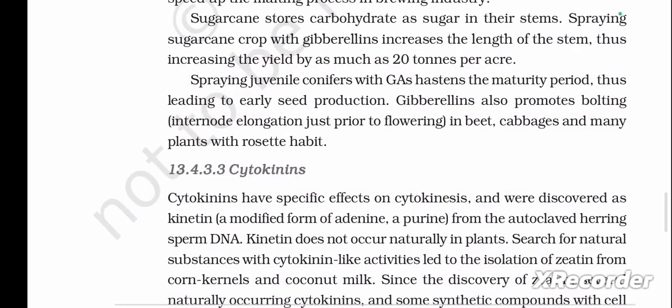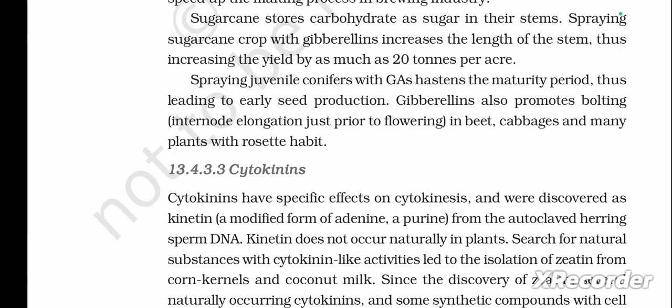Sugarcane stores carbohydrate as sugar in their stems. Spraying sugarcane crop with gibberellins increases the length of the stem, thus increasing the yield by as much as 20 tons per acre. Spraying juvenile conifers with GAs hastens the maturity period, thus leading to early seed production. Gibberellins also promote bolting, that is internode elongation just prior to flowering, in beetroot, cabbage and many plants with rosette habit.